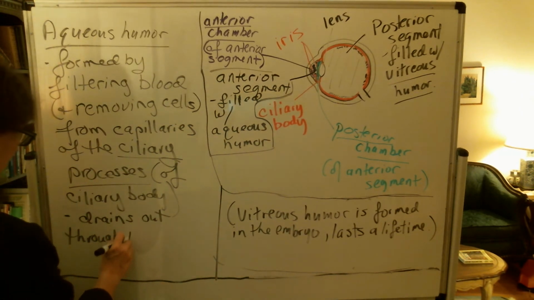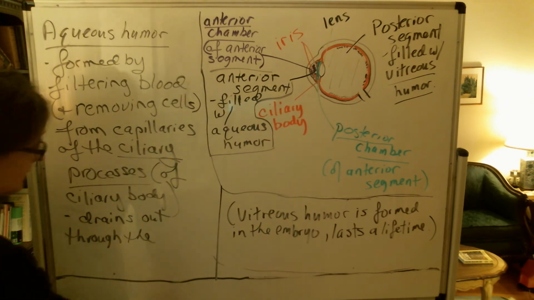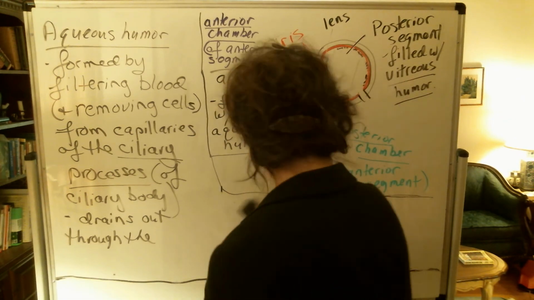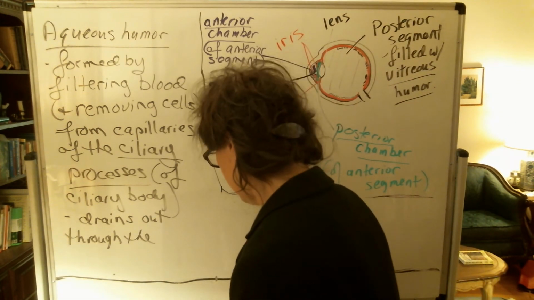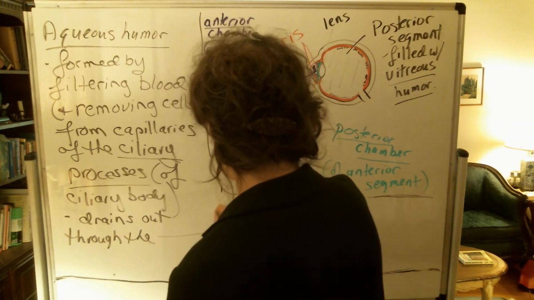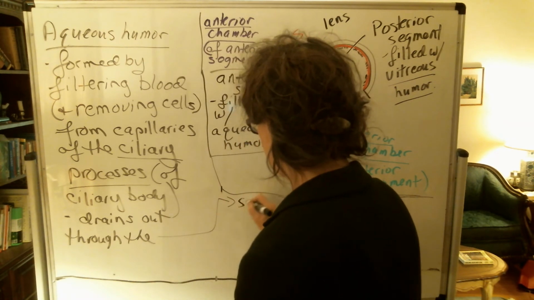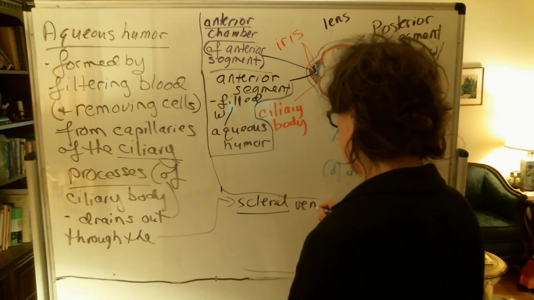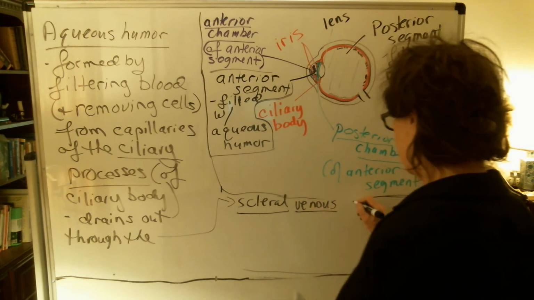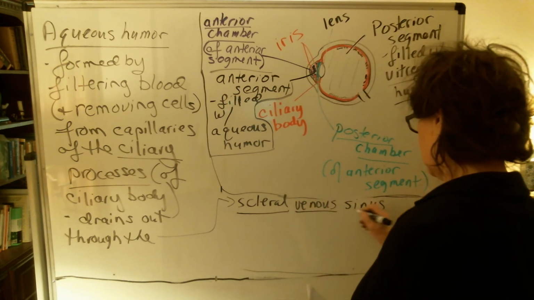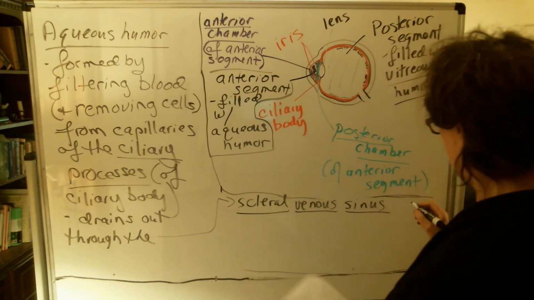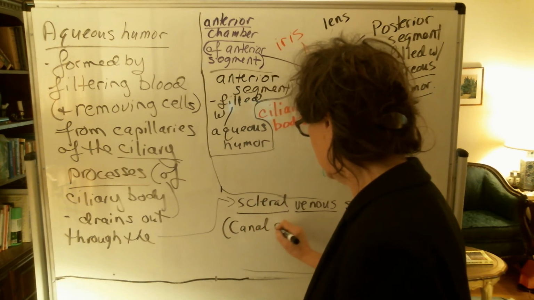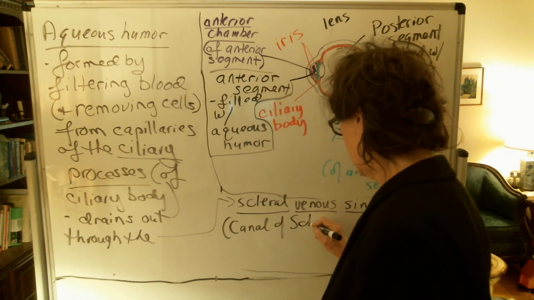through the, and let's put this over here. It drains out through the scleral venous sinus, known sometimes in older manuals as the Canal of Schlemm.